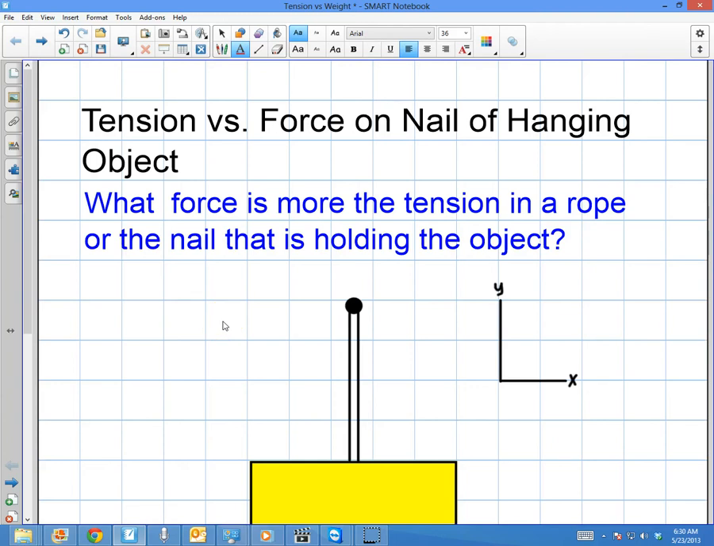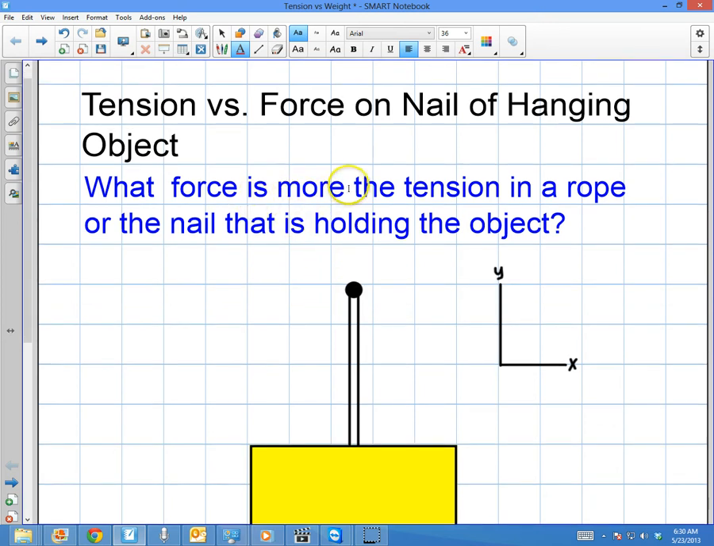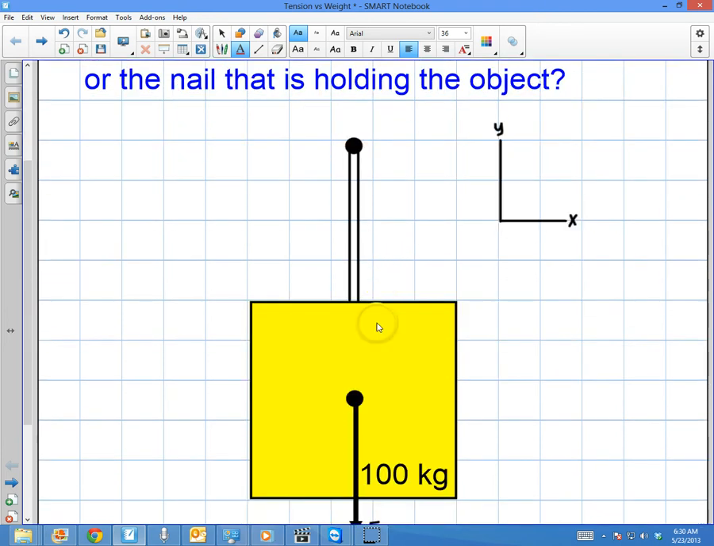Alright, in this video I'm going to talk about the tension versus the force of a nail of a hanging object. This was a question that somebody wrote in and asked me. They said, what force is more, the tension in a rope or the nail that is holding the object? So for example, if you had an object hanging on a wall like this, what force would be more? Would it be the force on this nail, or would it be the tension in the rope?